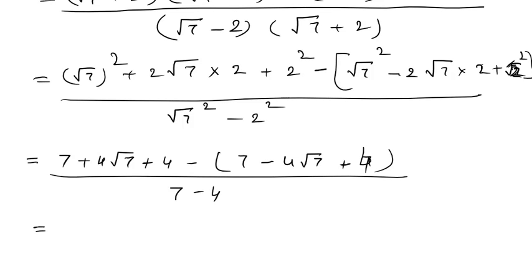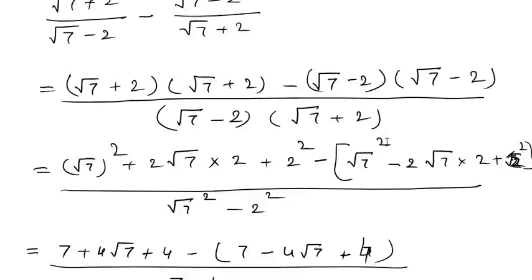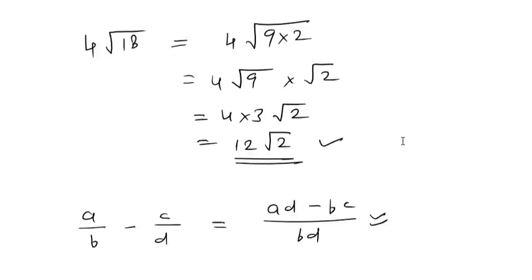Now 7 plus 4, 11 plus 4 root 7, minus, here I will open, so I will get 11 and minus minus I will get plus 4 root 7, divided by 7 minus 4 is 3. Now here this 11 and 11 cancel, 4 plus 4 is 8 root 7 divided by 3. So you can see that this is an irrational number. So this is how you can solve all these problems.